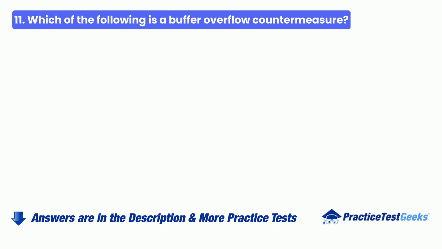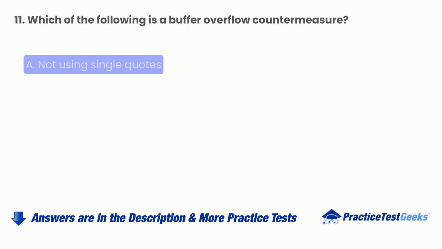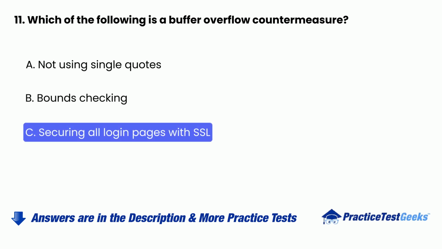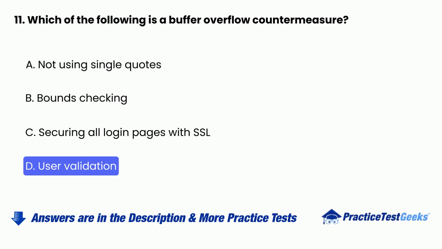11. Which of the following is a buffer overflow countermeasure? A. Not using single quotes. B. Bounds checking. C. Securing all login pages with SSL. D. User validation.